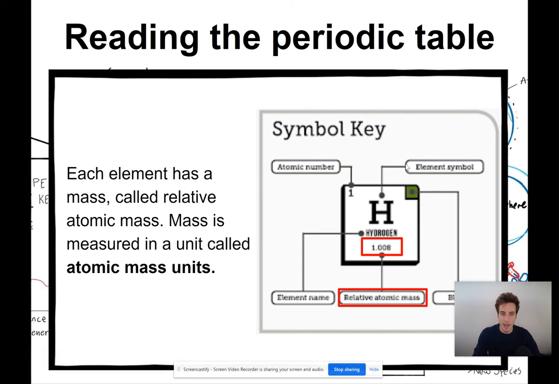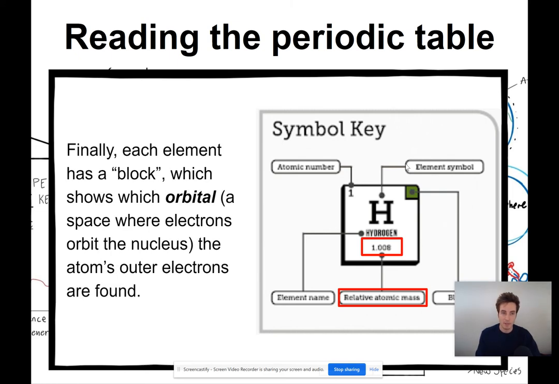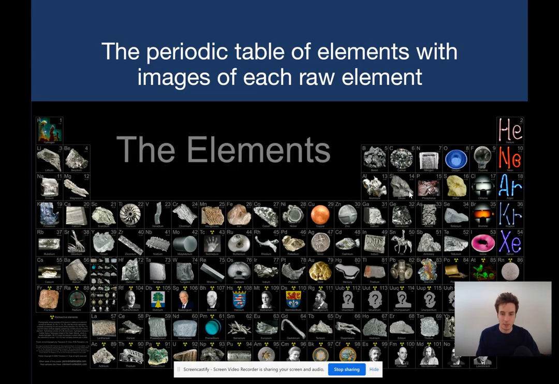Each element has a mass as well because it is made of matter, called relative atomic mass, and it is measured in a unit called atomic mass units. Finally, each element has a block, which shows which orbital, or the space where the electrons orbit the nucleus. That's showed up in the corner here. The atom's outer electrons are found in which block on the periodic table.